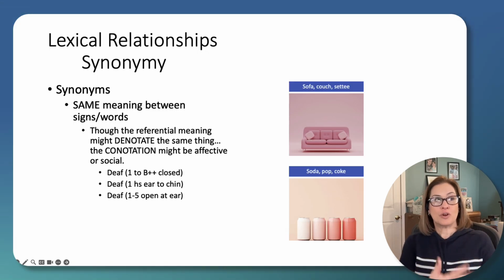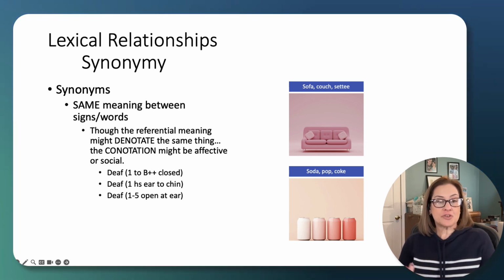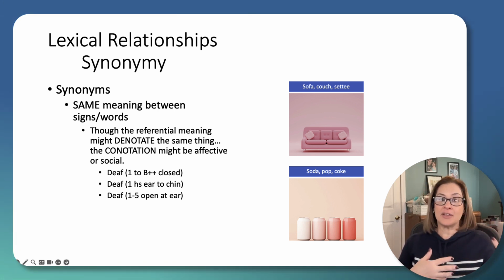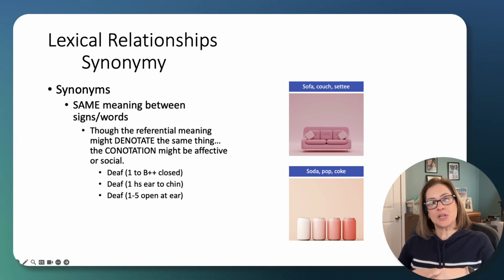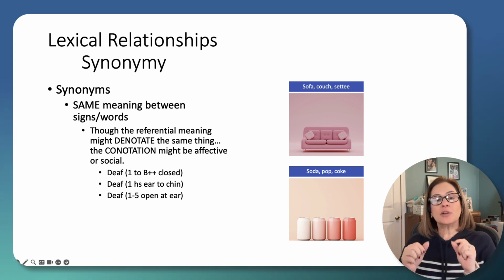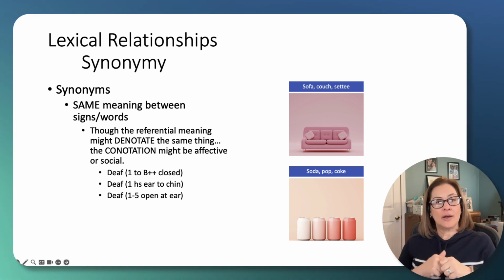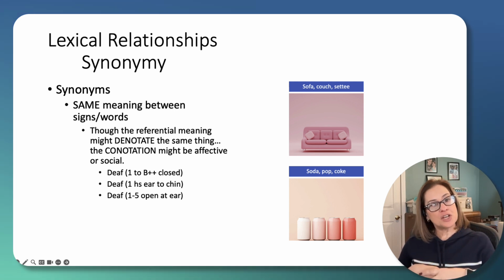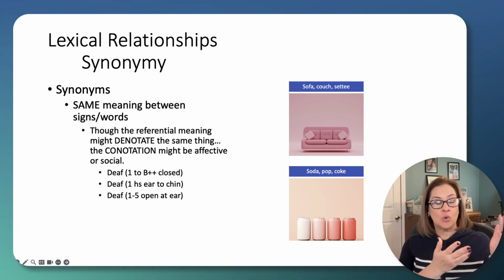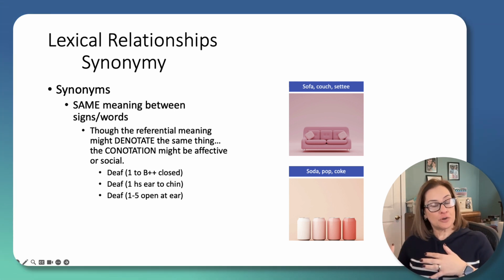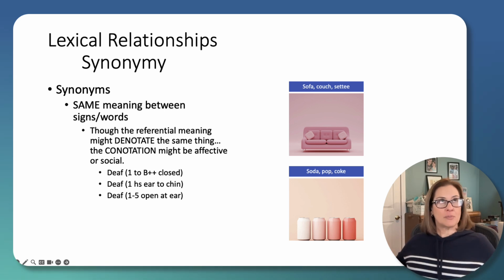Synonymy is something we're familiar with in English, where synonyms are things that have the same meaning. As I mentioned, there are some ASL terms, but we do synonyms or similar meanings a little bit differently in ASL. The referential meaning might denote the same thing, while the connotation might be affective or social. So the referential meaning might be one thing, but you can also change that meaning slightly for a different connotation or sub-meaning, for lack of a better description.